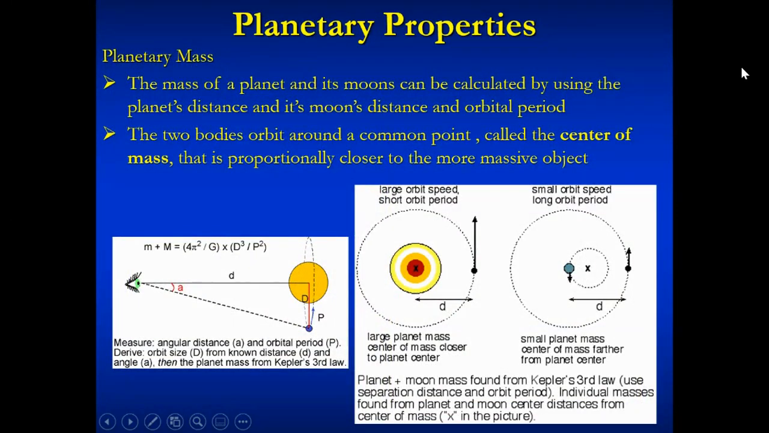You can also determine the planet's mass by looking at how the moons orbit the planet. Two bodies orbit around a center of mass, and if the moon is orbiting closer or further from that center of mass, it can give you an indication of how big and massive a planet is. So you can measure the mass of a planet with a good amount of accuracy by looking at how its moons orbit it.